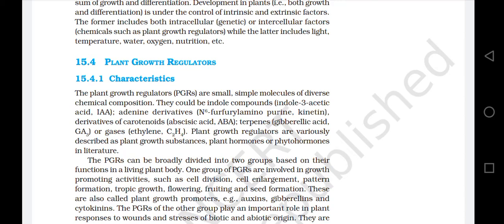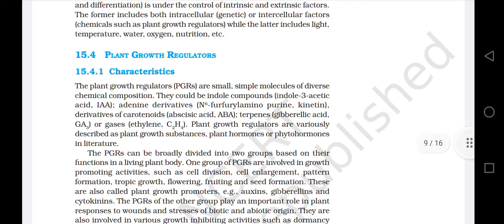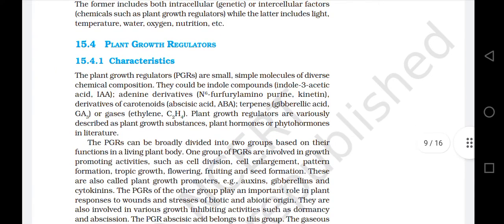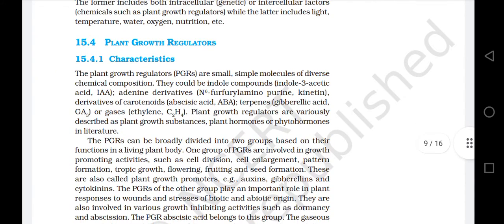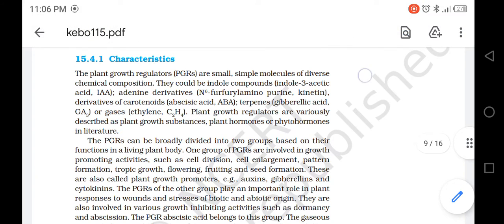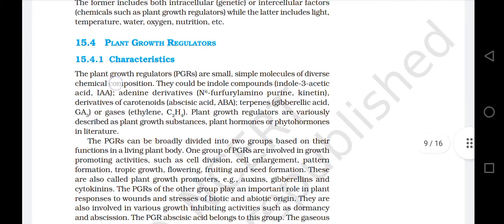NCERT Class 11, Chapter 15, Plant Growth and Development. 15.4 Plant Growth Regulators. 15.4.1 Characteristics. The plant growth regulators, PGRs, are small simple molecules of diverse chemical composition.